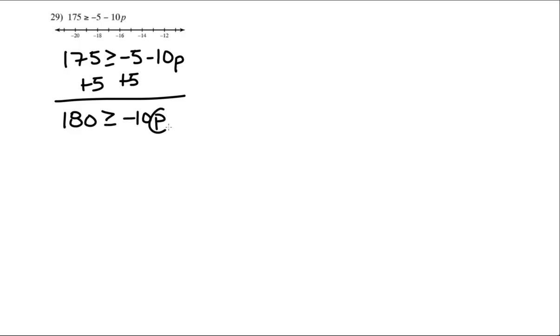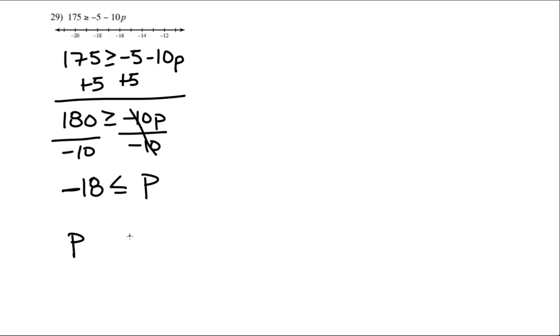Now I have to isolate the p. So I have negative 10 times that, so I'm going to divide by negative 10. And if I do that to one side, I have to do that to both sides. So the negative 10s cancel. On this side, I have p. On this side, a positive divided by a negative is a negative. 180 divided by 10 is 18. And because we divided by a negative, my greater than or equal to sign turns into a less than or equal to sign. So I have negative 18 is less than or equal to p, which is the same thing.